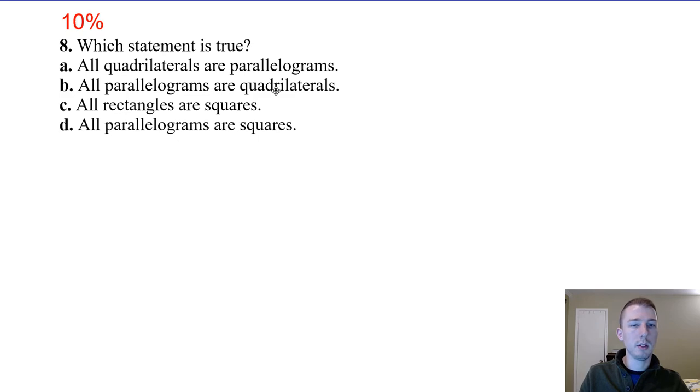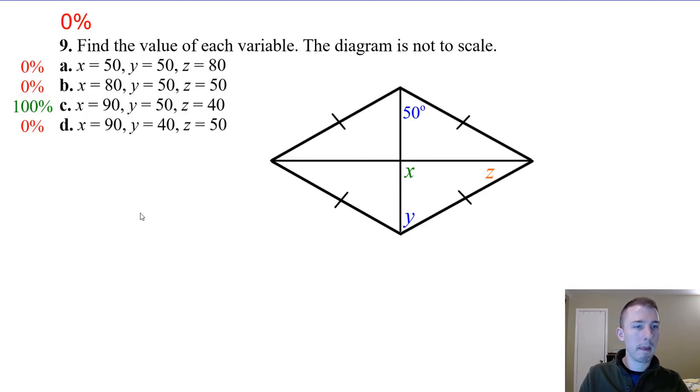If it's a parallelogram, it does have 4 sides, but not all quadrilaterals are parallelograms because they could be kites and they could be trapezoids. So the correct answer here would be B as in Bravo. So be careful. Number 9, find the value of each variable.